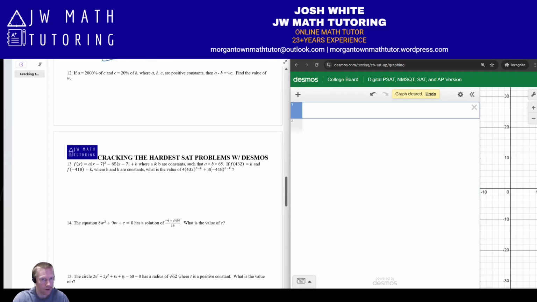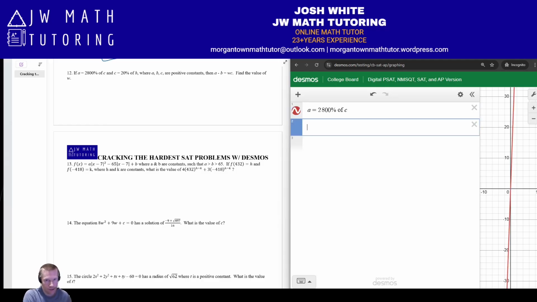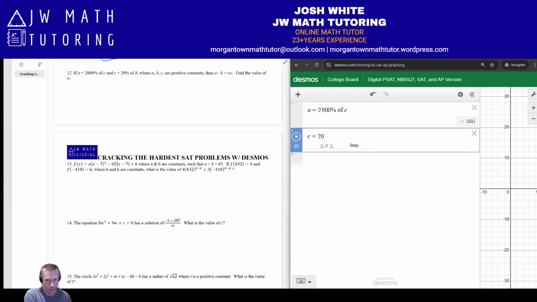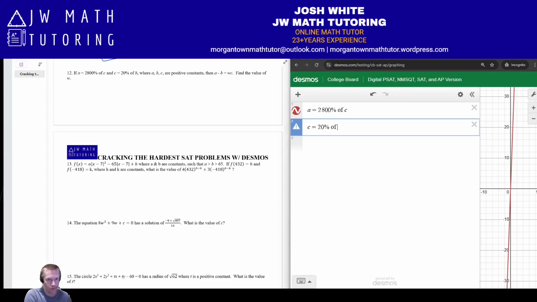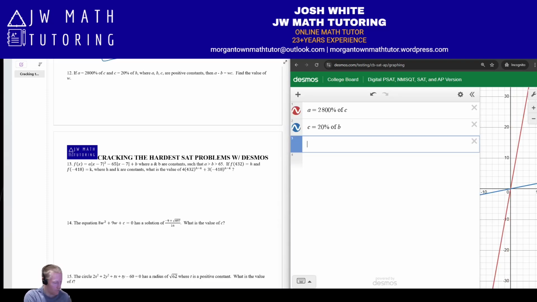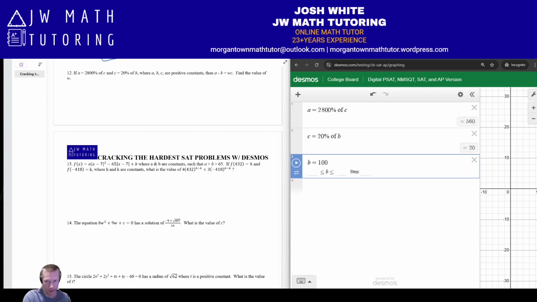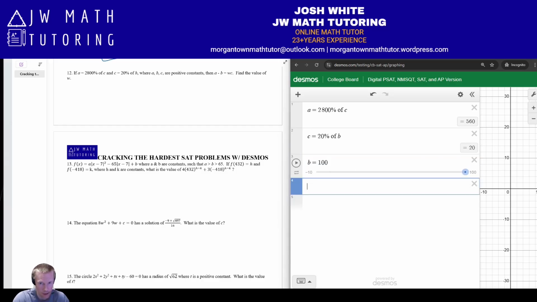Okay, let's take a look now at the question below it. Number 12, another percent problem. So first thing I'm going to do here is I'm going to do A is 20% of C, and then I'm going to do C is equal to 20% of B, and I'm going to start off now by defining B as equal to 100. Okay, so doing that calculates both the values of A and C. All right, so I defined B as 100. I got a value for A, got a value for C.